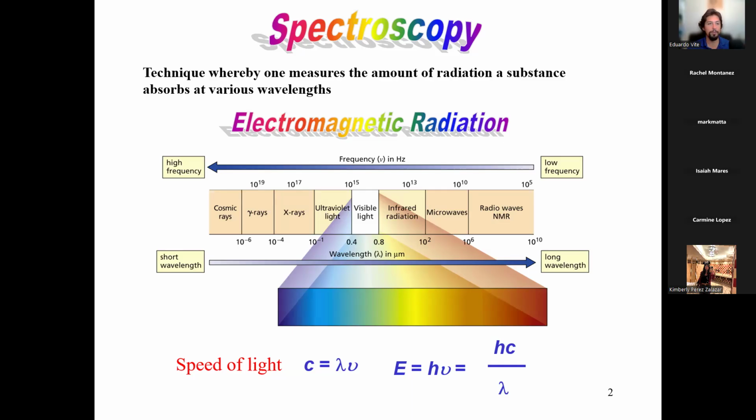If you've ever learned the colors of the rainbow in middle school or maybe in high school, you might have remembered the acronym Roy G. Biv. It stands for the colors red, orange, yellow, green, blue, indigo, and violet. With red being the one that has the lowest energy and the longest wavelength, and violet being the one that has the highest energy and the smallest wavelength.